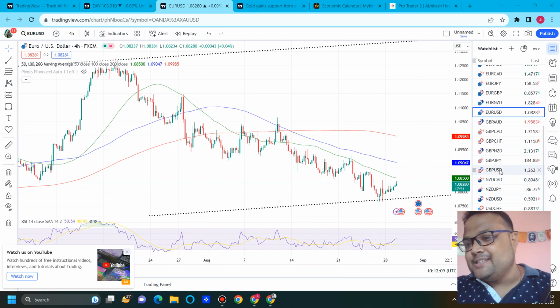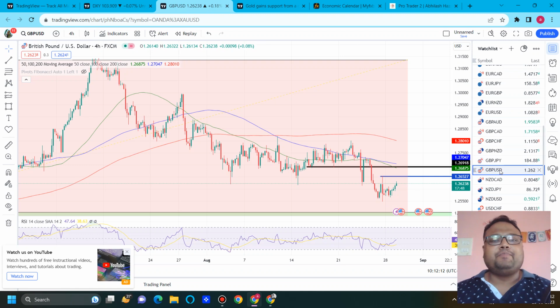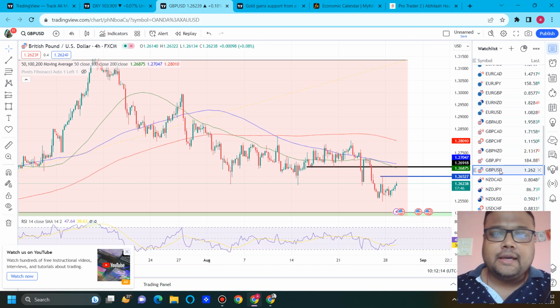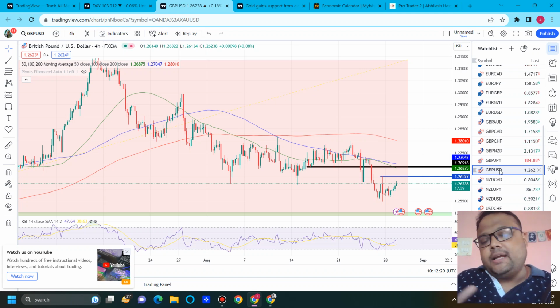Now let's look at the chart of GBP USD, the cable. The cable is also a little bit confused, not much volatility. The market is swinging on levels that are very hard to understand.